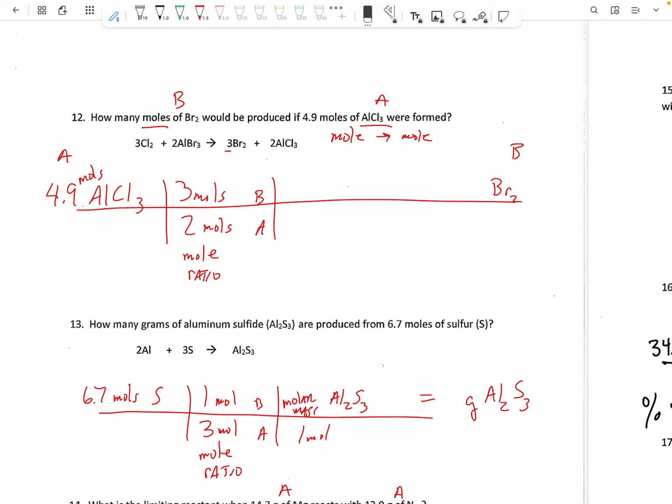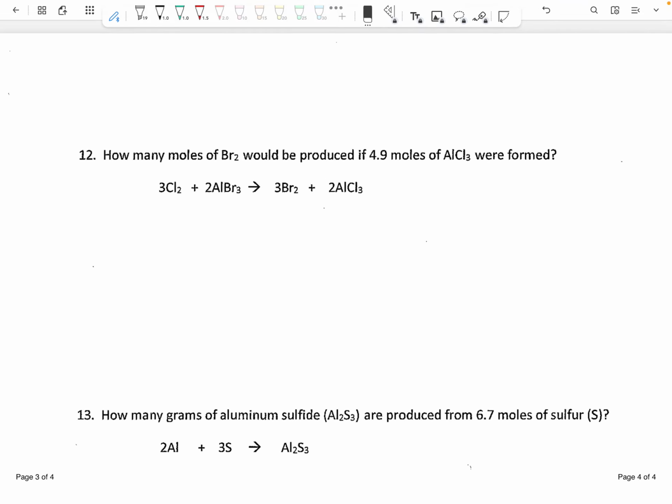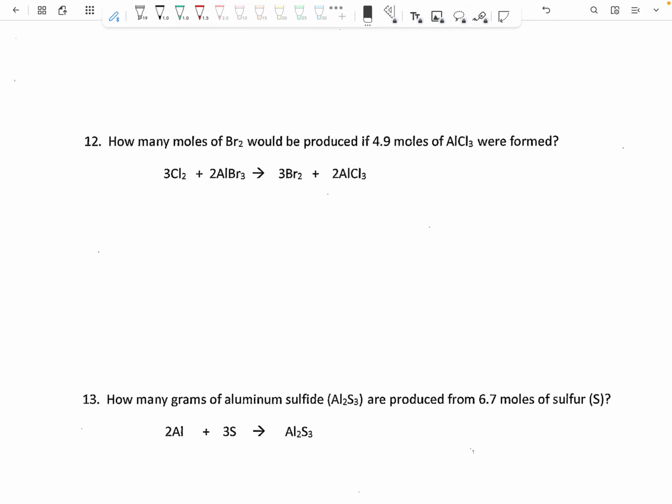And I'm going to erase this because this is easy to do, and I want to show you from scratch. Here's the question, and here's what you need to do. First of all, let's read. How many moles of bromine would be produced if 4.9 moles of aluminum chloride were formed? So we want to label the problem A and B. A is what we know, and B is what we're trying to find. So if we label that in the problem and on the equation, then we can solve the problem a lot easier.